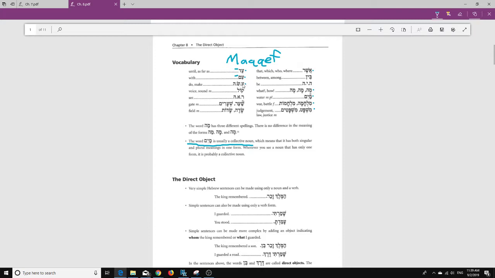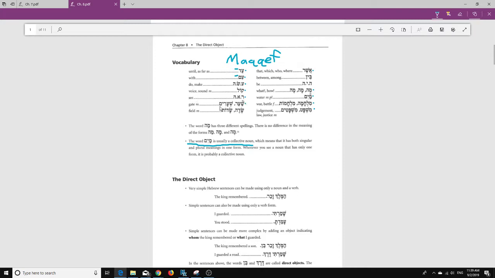We have ayin, sin, hey, means to do or to make. So we might say asa, he made, or he did. Kol is voice, sound, or noise is another word this could mean. Kol. Resh, aleph, hey, ra'ah could mean see. So ra'ah would mean he saw.